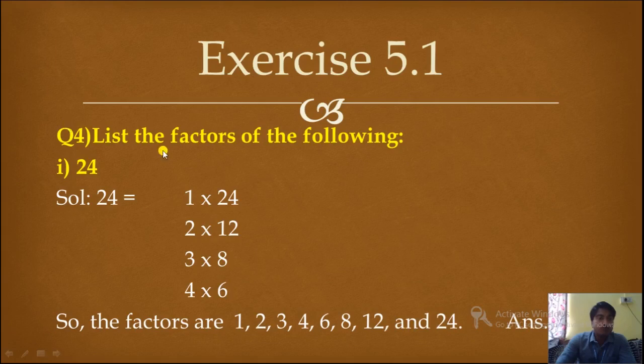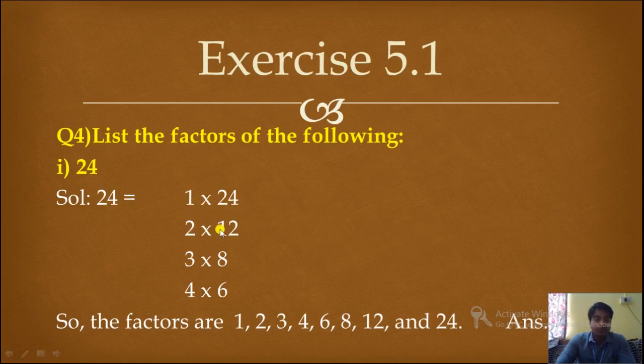Now question number 4, list the factors of the following. That means the numbers by which we can divide the particular number, that we have to find out. So let us start with 1. So 1 into 24 is equal to 24. So 1 and 24 are factors of 24.